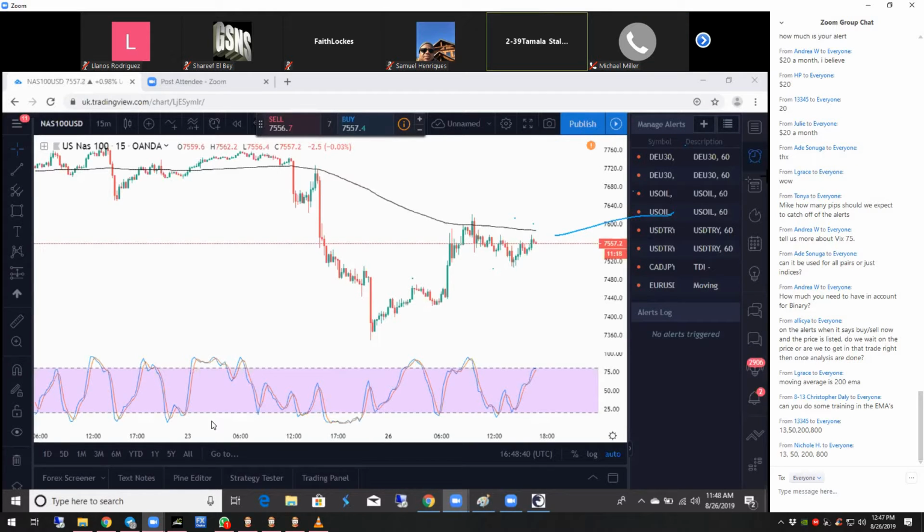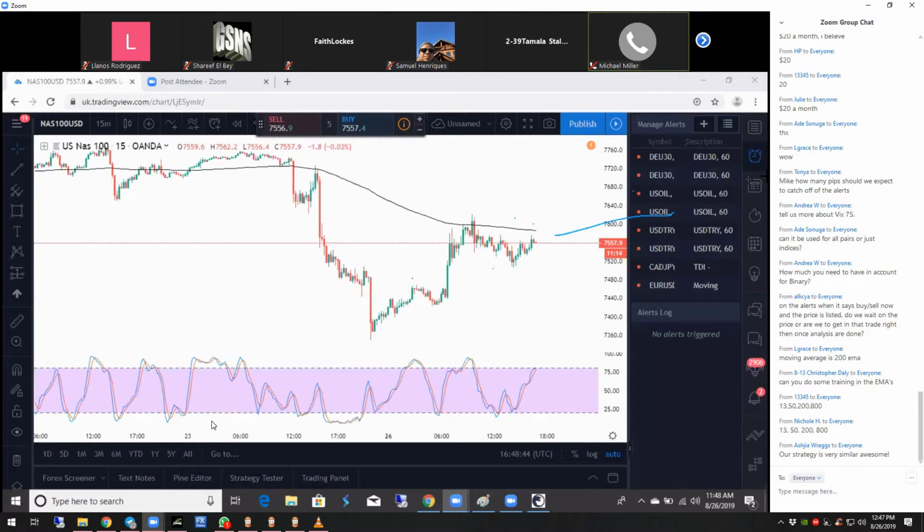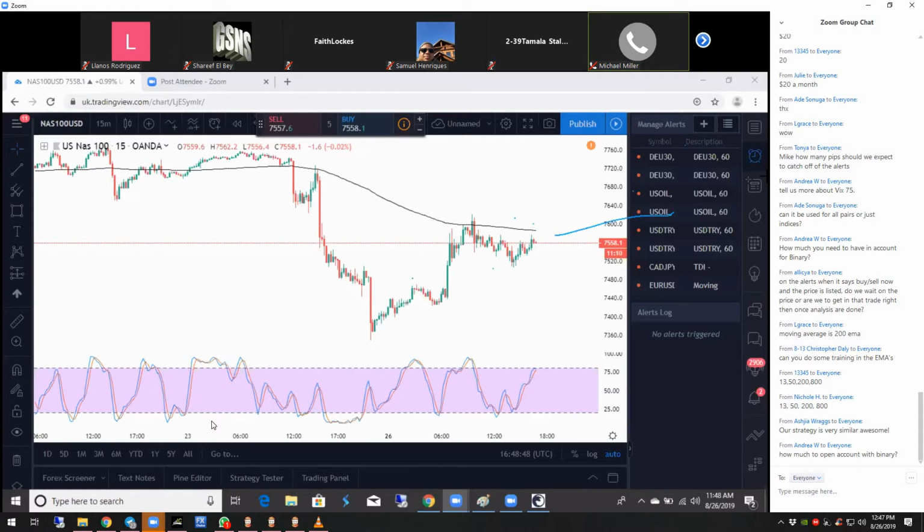Do you wait for certain ones to cross? If you're going off the Kaskade, it pretty much just goes with the Kaskade. But if you want to look at other stuff, like for the EMAs, look at the 13/50 cross, or the rejection off the 200 or 800, either one or two. A 13/50 cross on an hour chart, that's solid.